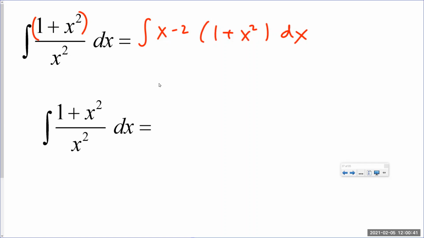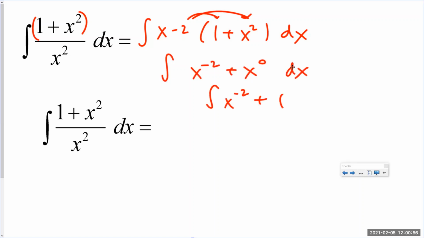I'm stuck. Distribute. Okay, when you're stuck, do the big D. Okay, I'm going to distribute. So when I distribute, I get the integral of x to negative 2 plus x to the 0 because I'm adding exponents. But what is x to the 0 really, guys? 1. Okay, then take the integral of this. You're going to add 1. You're going to add 1. Divide by negative 1. Okay, so what is that going to be? Negative x to the negative 1, right?